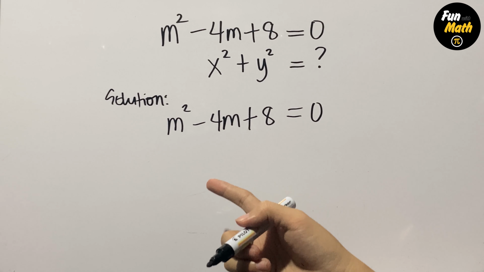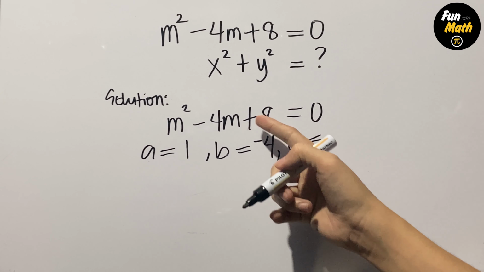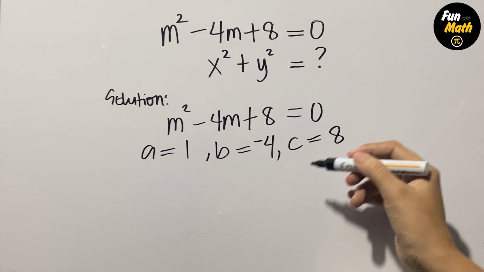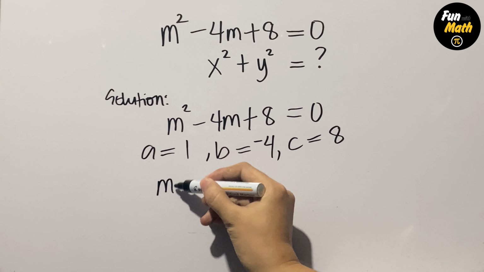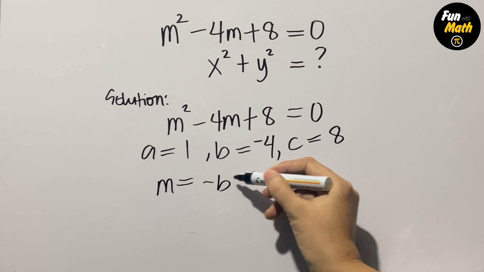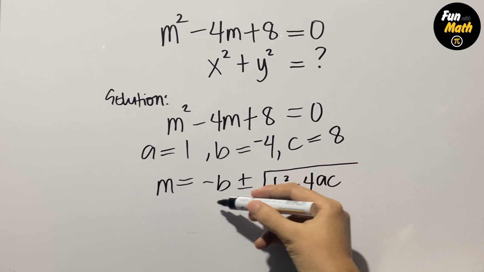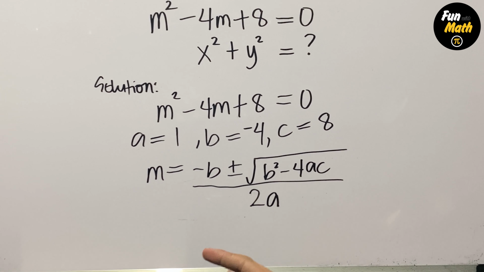So for a, that is 1. For b, that is -4. For c, that is +3. And then the quadratic formula is m is equal to -b, positive, negative, square root of b squared minus 4ac, all over 2a. And now let's substitute the values.